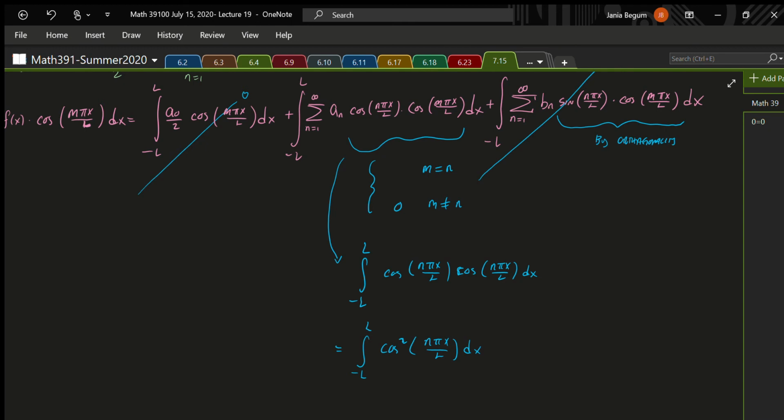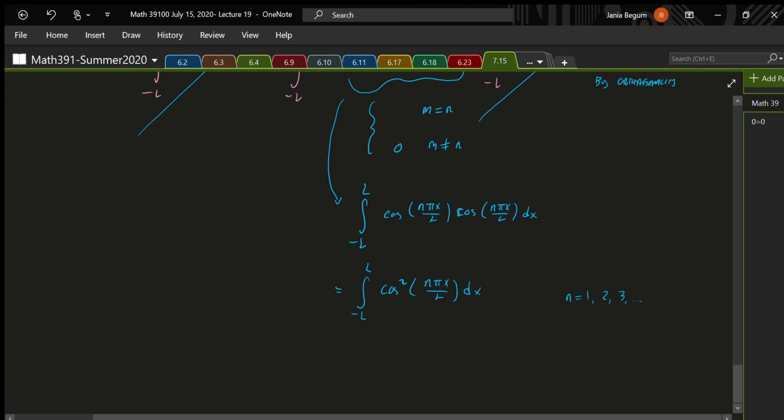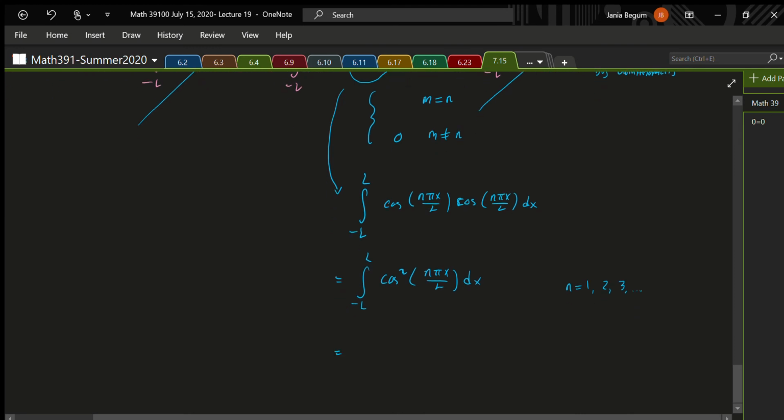Now, just to simplify things, again, we're going to let n run from 1, 2, 3, 4, and so on, because that's what the summation is for, right? So m is fixed, m is n, and now we're letting n run over every integer starting from 1. If I just simplify that, this is the integral from negative L to L of cosine squared of pi x over L dx. How do you integrate this?